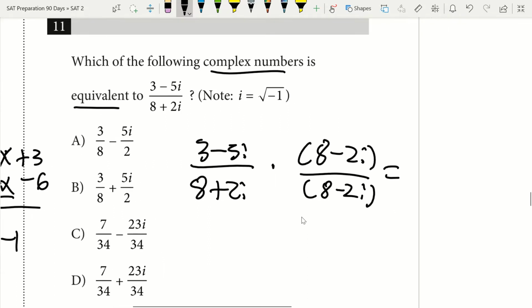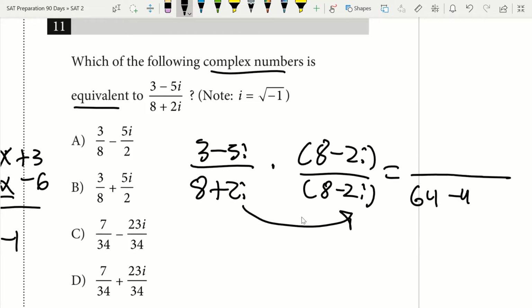8 times 8 gives me 64. Next thing that I'm going to have is a 2 times -2i. That's going to give me -4i squared. So -4i squared, I know that that's going to become a positive 4. So I'll have plus 4. That's going to give me 68.